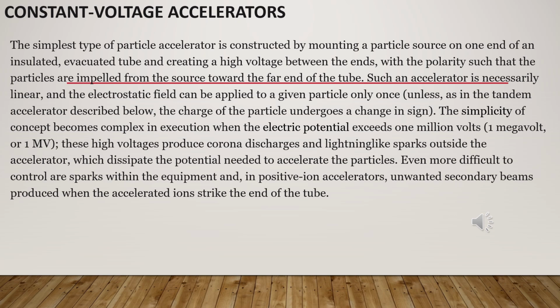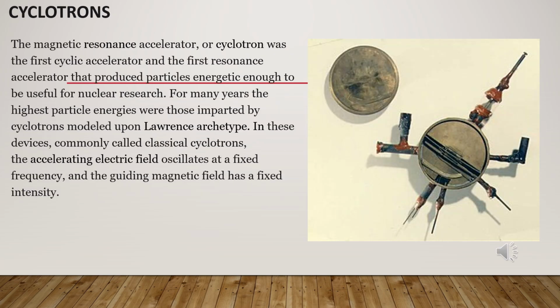Constant voltage accelerator. The simplest type of particle accelerator is constructed by mounting a particle source on one end of an insulated evacuated tube and creating a high voltage between the ends, with the polarity such that the particles are impelled from the source toward the far end of the tube. Even more difficult to control are sparks within the equipment and, in positive ion accelerators, unwanted secondary beams produced when the accelerated ions strike the end of the tube.